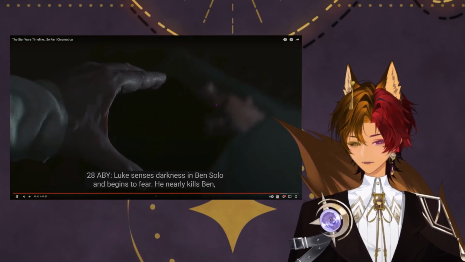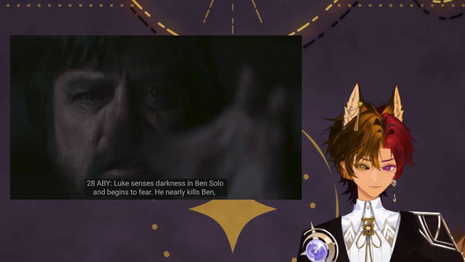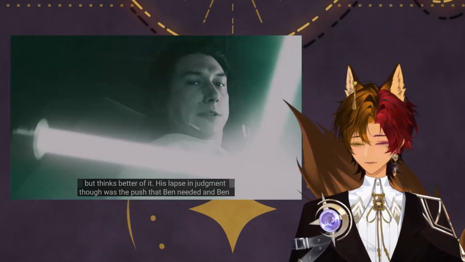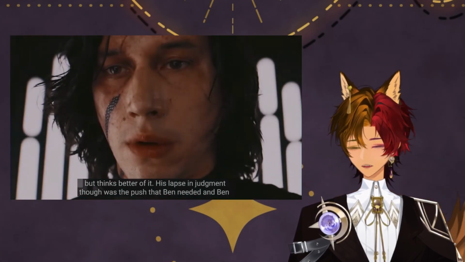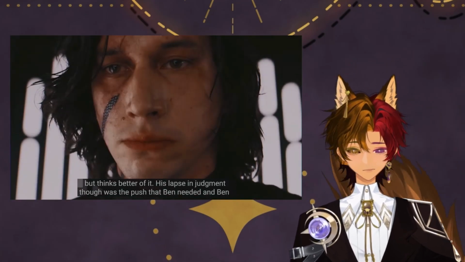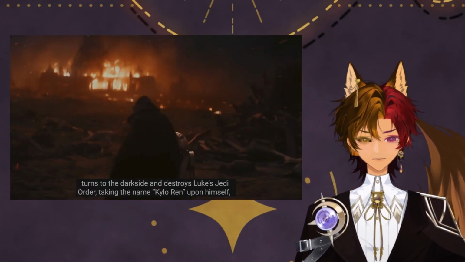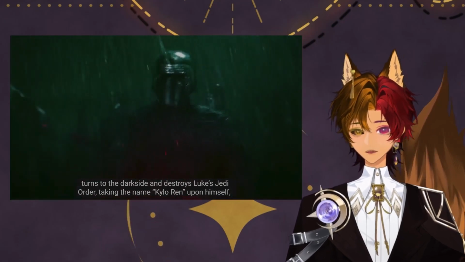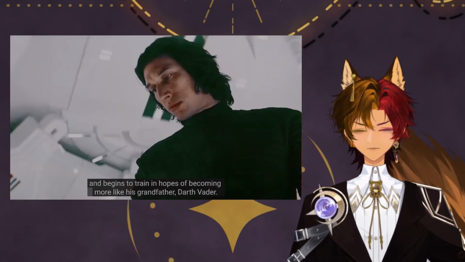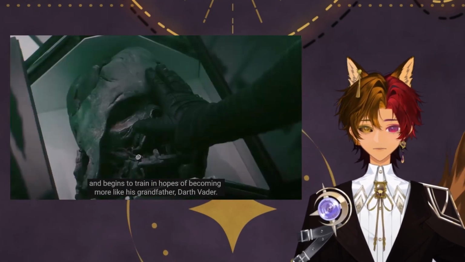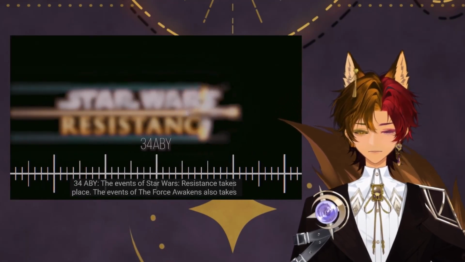Why? Luke senses darkness in Ben Solo and begins to fear. What? He nearly kills Ben, but thinks better of it. His lapse in judgment, though, was the push that Ben needed, and Ben turns to the dark side and destroys Luke's Jedi Order, taking the name Kylo Ren upon himself, and begins to train in hopes of becoming more like his grandfather, Darth Vader. 34 ABY.